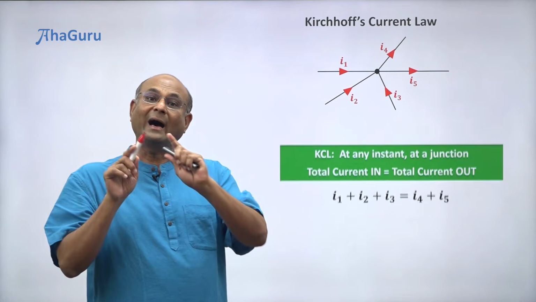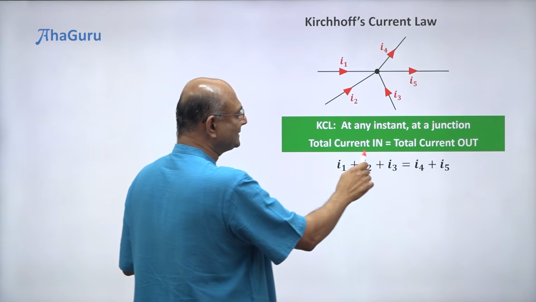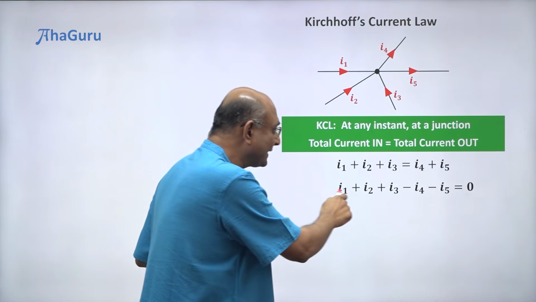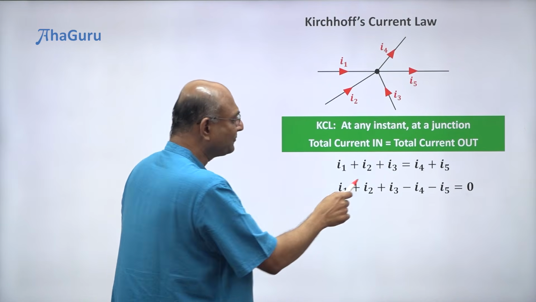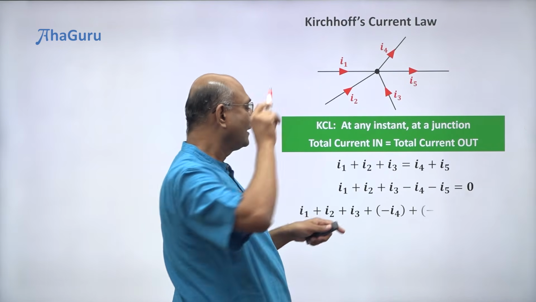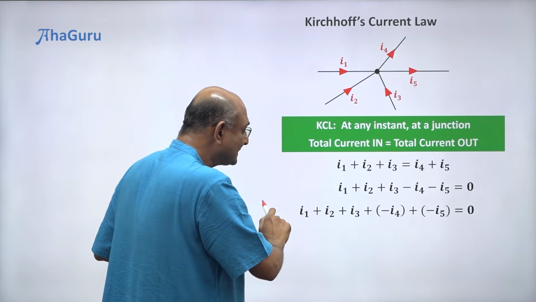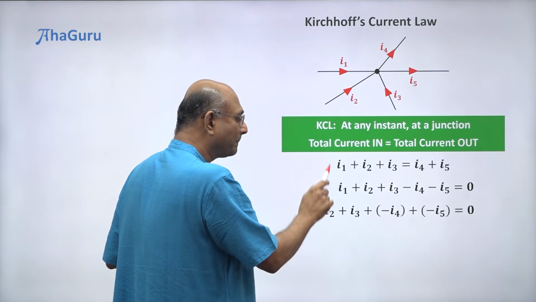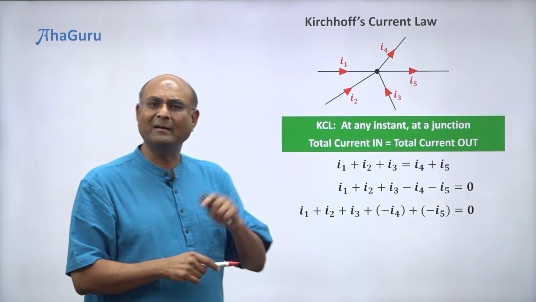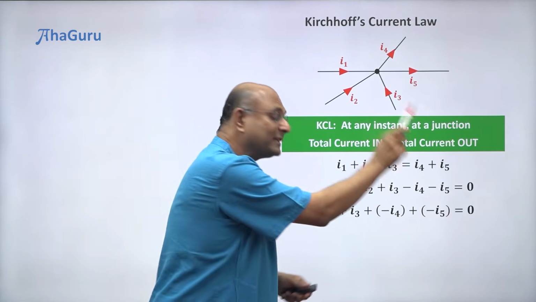Let me show you another way to rethink the same statement. So I1 plus I2 plus I3 is equal to I4 plus I5. You can bring I4 and I5 to this side and you can write it like this. But instead of thinking of it as minus I4, I can think of it as plus of minus I4. Similarly, plus of minus I5. So I can say I1 plus I2 plus I3 plus minus I4 plus minus I5 equal to 0. What is the advantage? Everything is a plus. So we can say sum of all the currents.